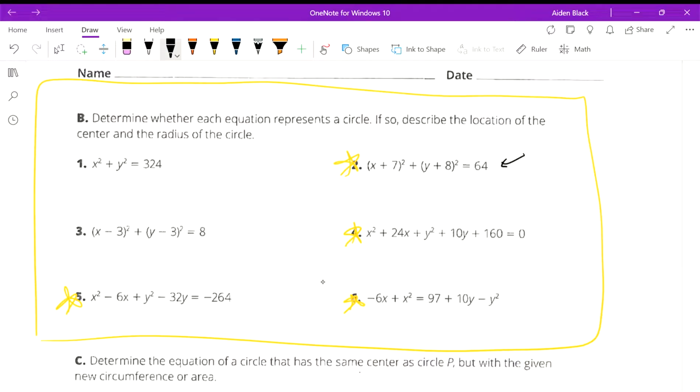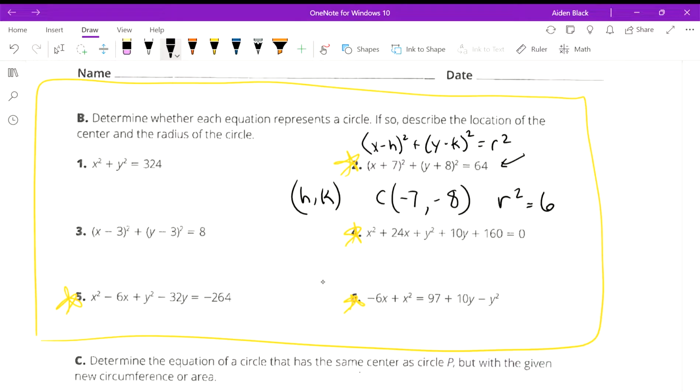Here we go. This is pretty easy, right? This is supposed to be (x - h)² + (y - k)² = r². So we know (h, k) is our center, and in this case we have that (h, k) is (-7, -8), and our radius squared is 64, therefore our radius equals 8, because 8 is the square root of 64.